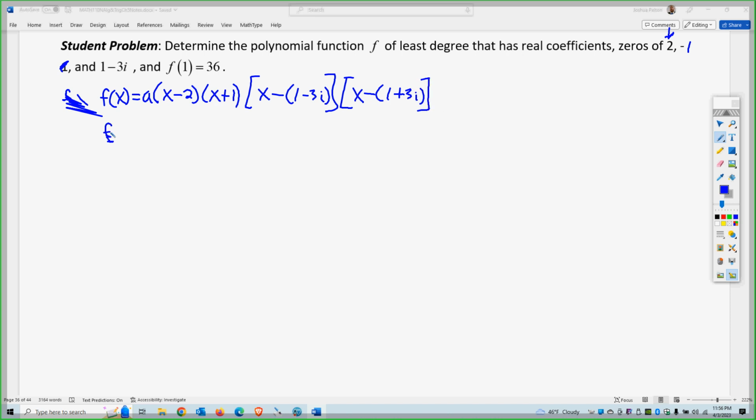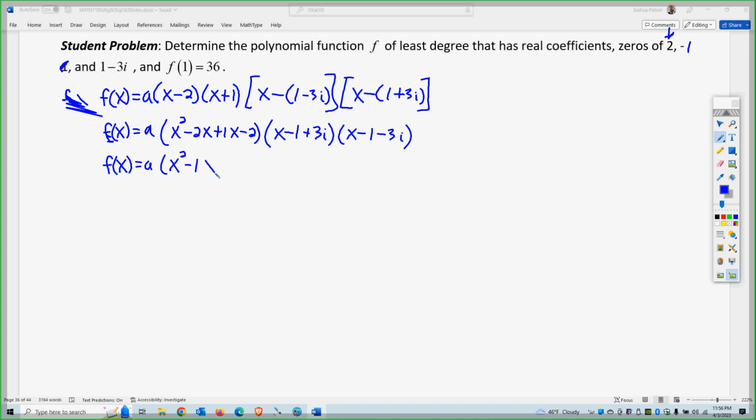Okay, so f of x equals a. So this is x squared minus 2x plus 1x minus 2. Then here I'll distribute these first. So it's x minus 1 minus 3i, and x minus 1, I'm sorry, that's plus 3i. And this one's 3i, minus 3i, excuse me. All right, so f of x equals a, x squared minus 1x minus 2. I think we're good there.